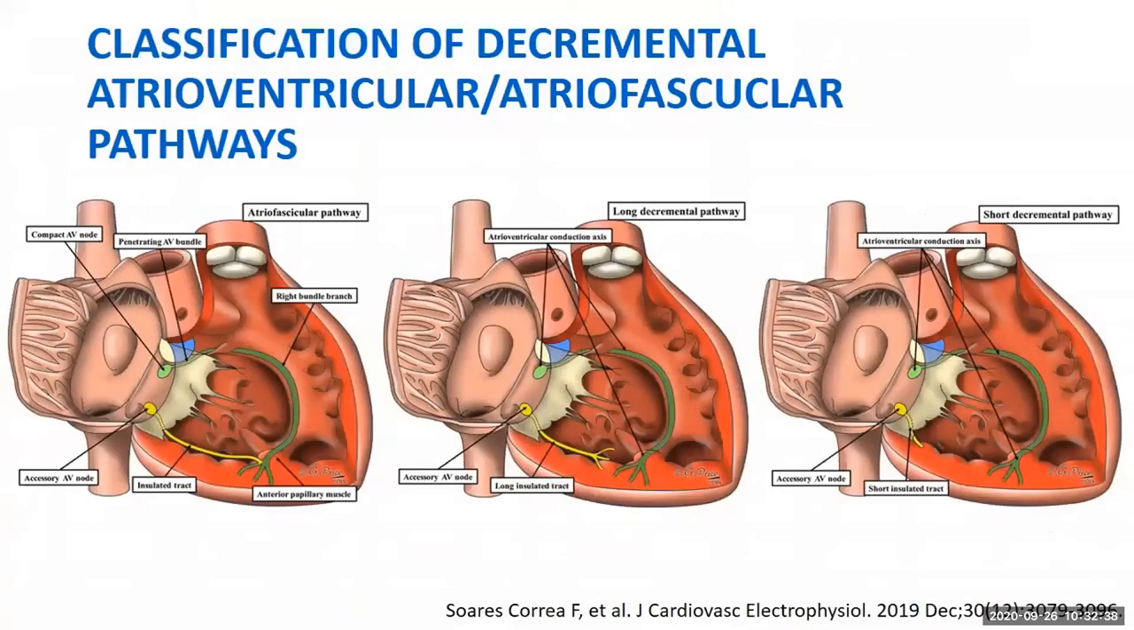Decremental pathways include atriofascicular pathways with connections from the atrium to the fascicle, and also atrioventricular pathways, which can be long, where they insert distally in the ventricle, or they could be short, where the insertion is just next to the tricuspid annulus. They're usually on the right, they're decremental, and classically and frequently conduct antegradely only. They can display automaticity, evident during ablation, and also may respond to adenosine.